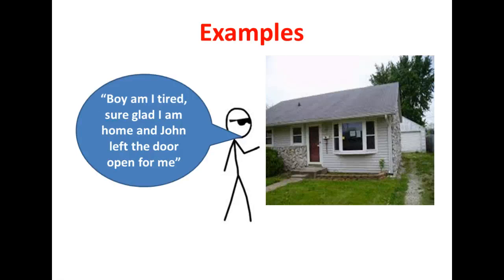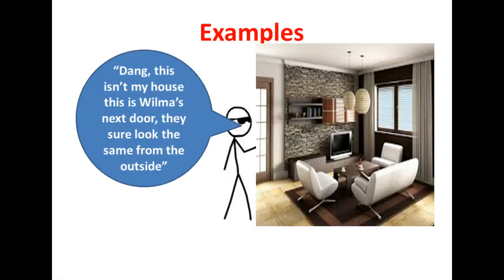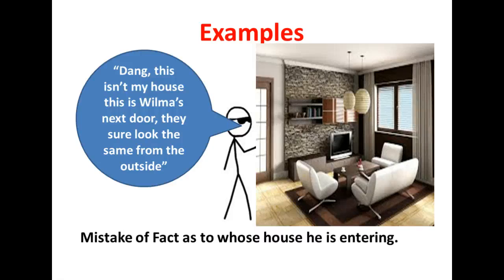Another example. "Boy, am I tired. Sure glad I'm home and John left the door open for me." He walks inside. "Dang, this isn't my house. This is Wilma's next door. They sure look the same from the outside." Again, the question becomes mistake of fact as to whose house he is entering, and is he therefore guilty of trespassing when he has entered the wrong house?